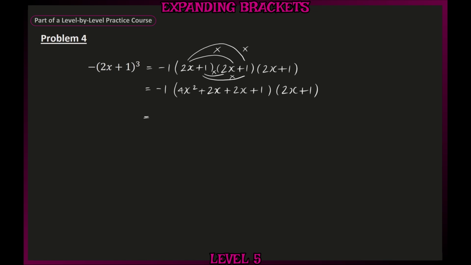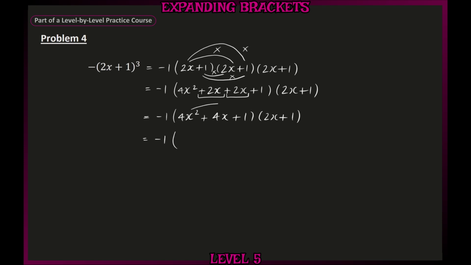Now focusing just on that first bracket, I'm going to simplify. So leaving the minus 1 where it is, we have 4x squared. The plus 2x and the plus 2x can be combined to make plus 4x, and we have a plus 1 at the end, and our final bracket at the end. So now, again, ignoring the minus 1, we're going to expand the two brackets.